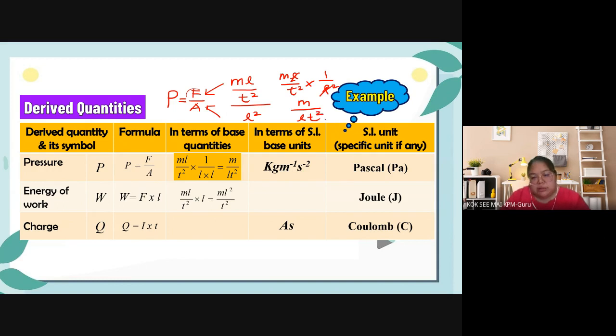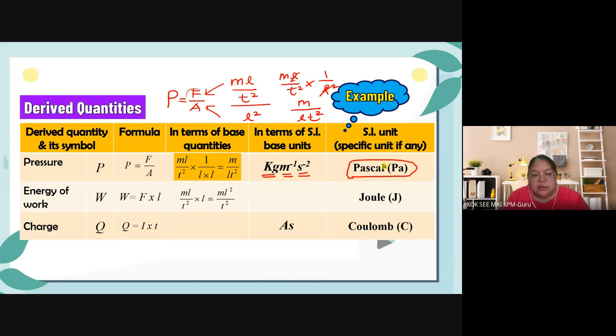Okay, M over LT squared. So M is what? Kg. L is what? Length, at the bottom, bring up, -1. T is a second, T also squared, so bring up, -2. So this one is pressure: kg m^-1 s^-2. The specific name is Pascal, Pa. So this one is called the specific name for pressure. You no need to mention so many kg m^-1 s^-2, you straightforwardly say Pascal. That's all.